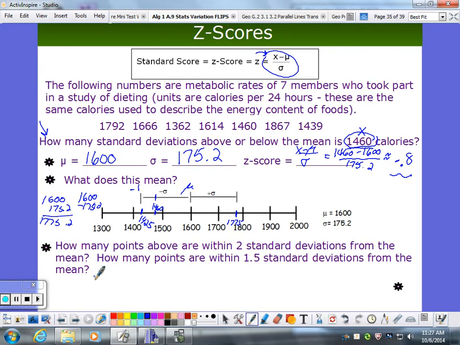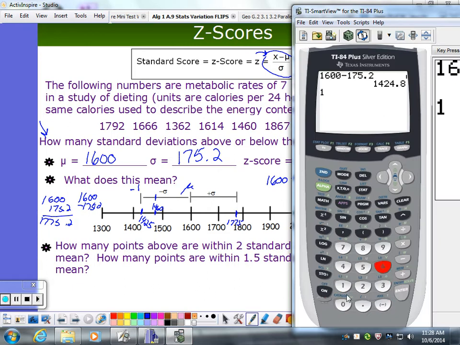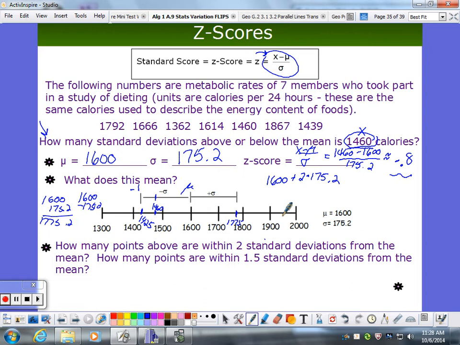Now, how many points are within 2 standard deviations of the mean? Well, let's see. Figuring out what 1 standard deviation is, how would I find what the limits are for 2 standard deviations? Why don't you just take 1600 plus 2 times your sigma value, right? So 1600 plus 2 times 175.2 is 1950.4, that's somewhere over here. So that's 2 standard deviations.